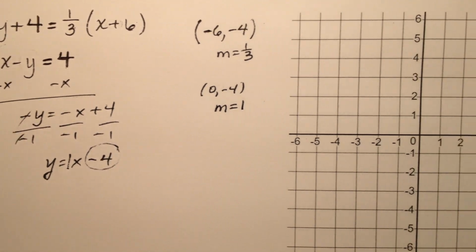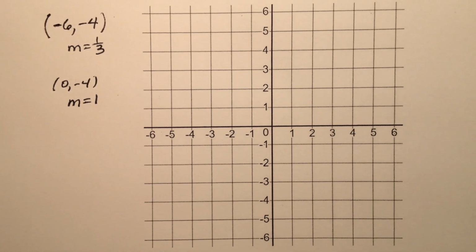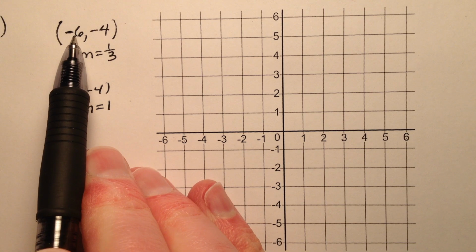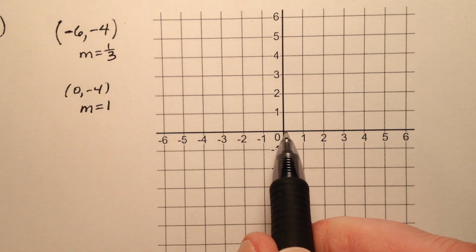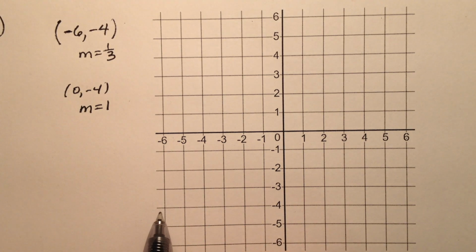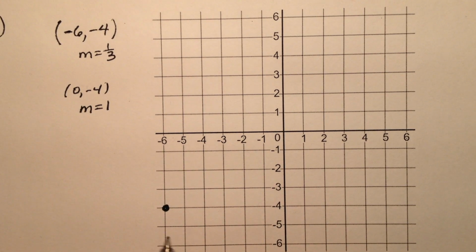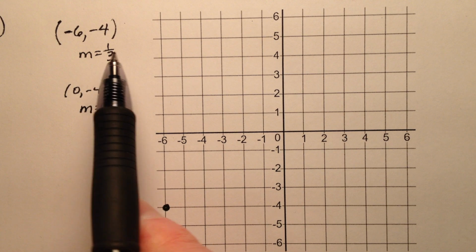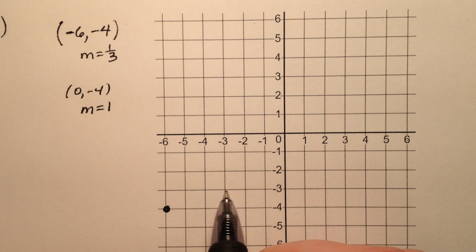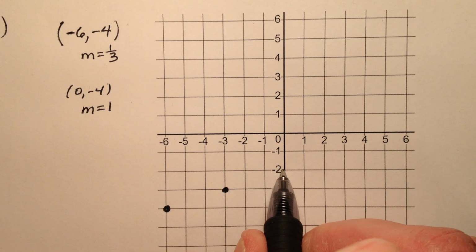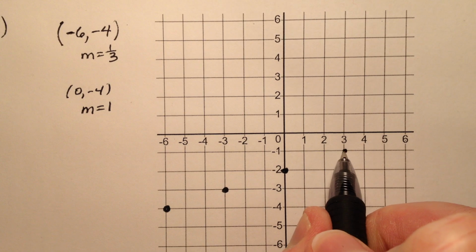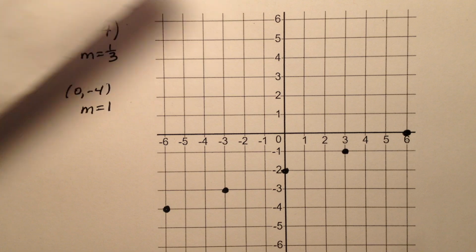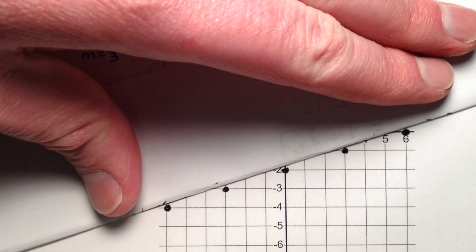Okay, so let's go ahead and slide it over a little bit, and let's plot all of this stuff and draw our lines. So our starting point is -6, -4, right down here. And we're going to use a slope of positive 1/3 then to make more points. So up 1/3, up 1/3, up 1/3, and one more time. So let's grab a straight edge and go ahead and draw the line for that.